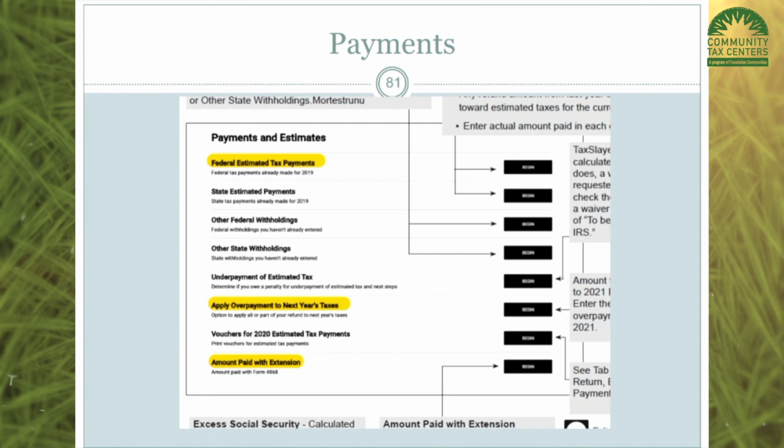Amount paid with extension. Maybe we're doing somebody's prior tax return. This would not be for the 2022. Maybe we're doing somebody's 2021 tax return and they actually did an extension, which the extension time has already passed for them, but they actually made a payment with that. We can go in the system and put that amount in there that they paid as we prepare their prior tax return.